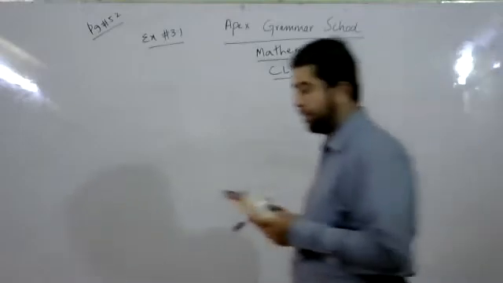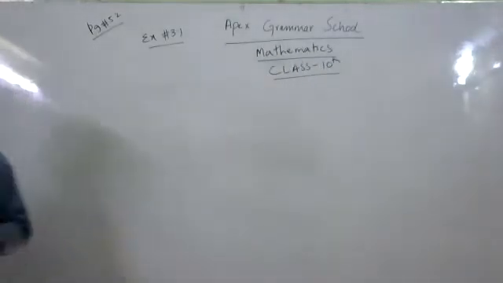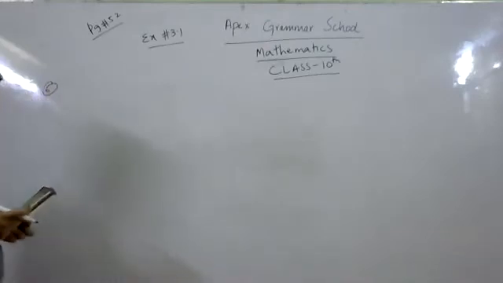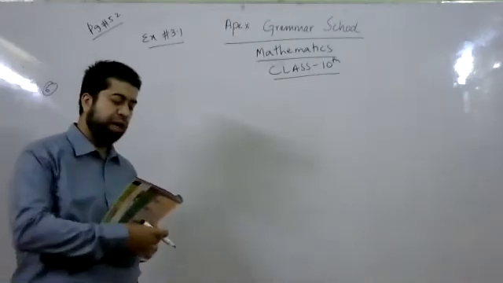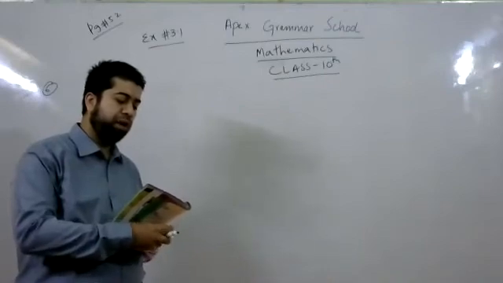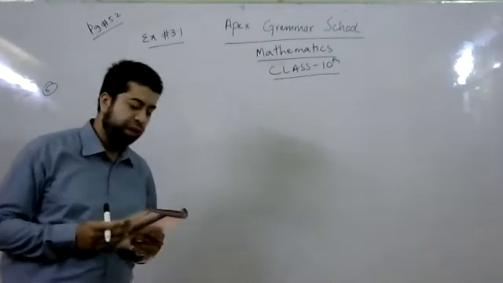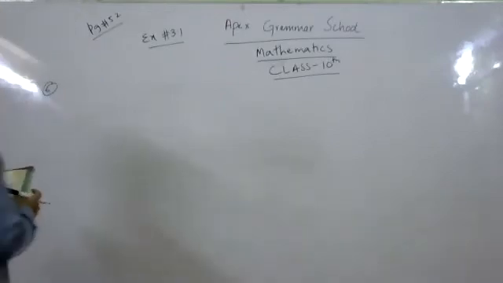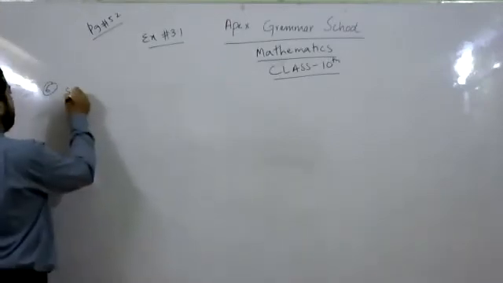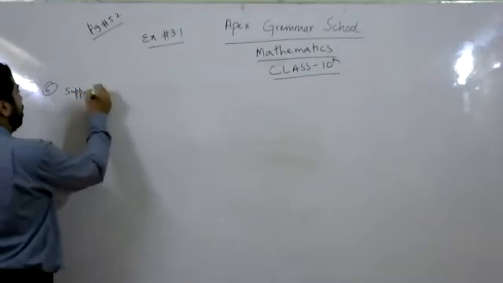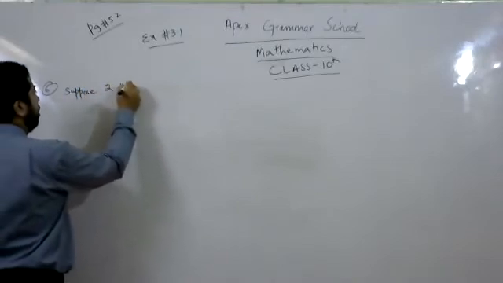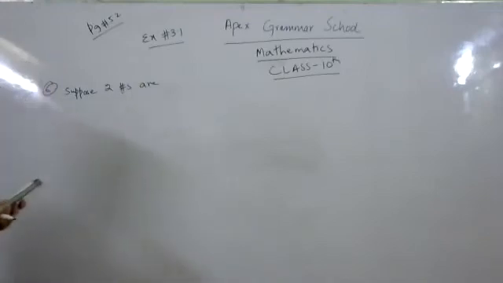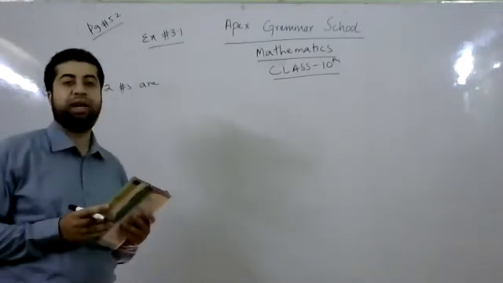Question number 6. Two numbers are in the ratio 5 ratio 8. If 9 is added to each number, we get a new ratio 8 ratio 11. Find the numbers. We have two numbers. Suppose the two numbers are in the ratio 5 ratio 8.